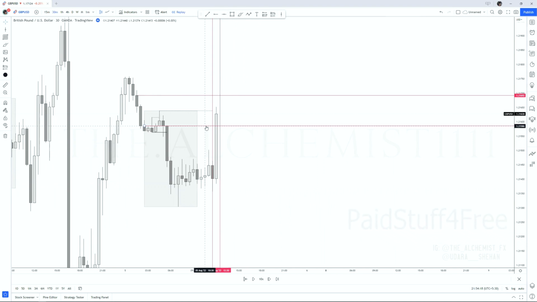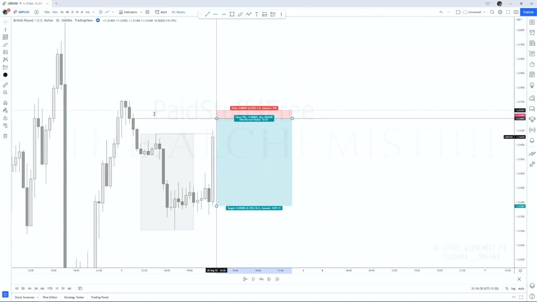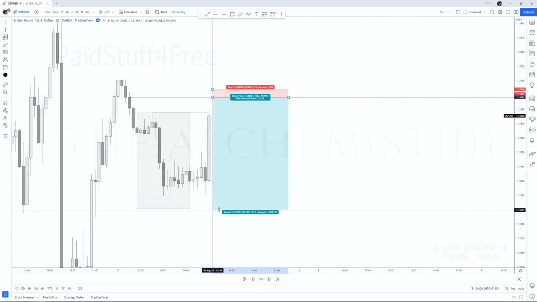So do we enter? No. We did not get the reaction we need, then we do not enter. But from here, now time is good. It has done a manipulation of Asia. Now we can sell it. Stop loss above the rejection block, so you have around 2.8 pips with spreads. And then we target the Asian low.